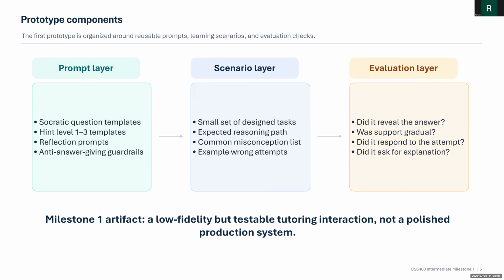The prototype has three main layers. The prompt defines the behavior of the assistant. The scenario layer gives the system a controlled set of tasks, including expected reasoning paths and common mistakes. The evaluation layer is a checklist I'm using to judge whether the assistant's response is appropriate. This is intentionally low fidelity at this stage, but it is testable enough to support feedback.